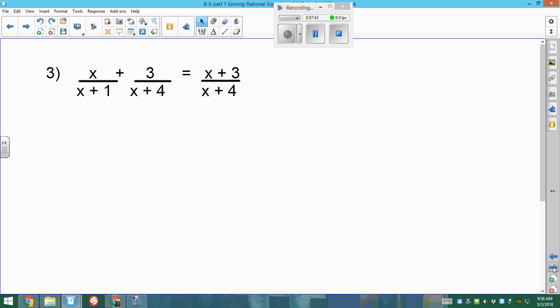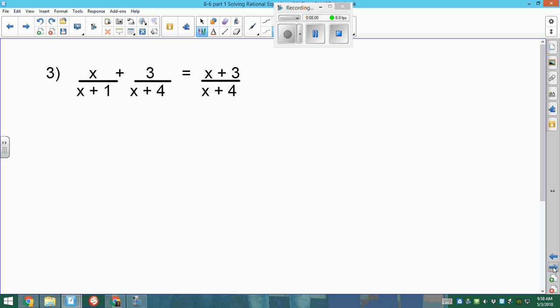All right, one more example here. I'll give you a second to write that down. It is not a proportion because we have a plus sign between two of those fractions. So we are not going to be able to cross multiply here.